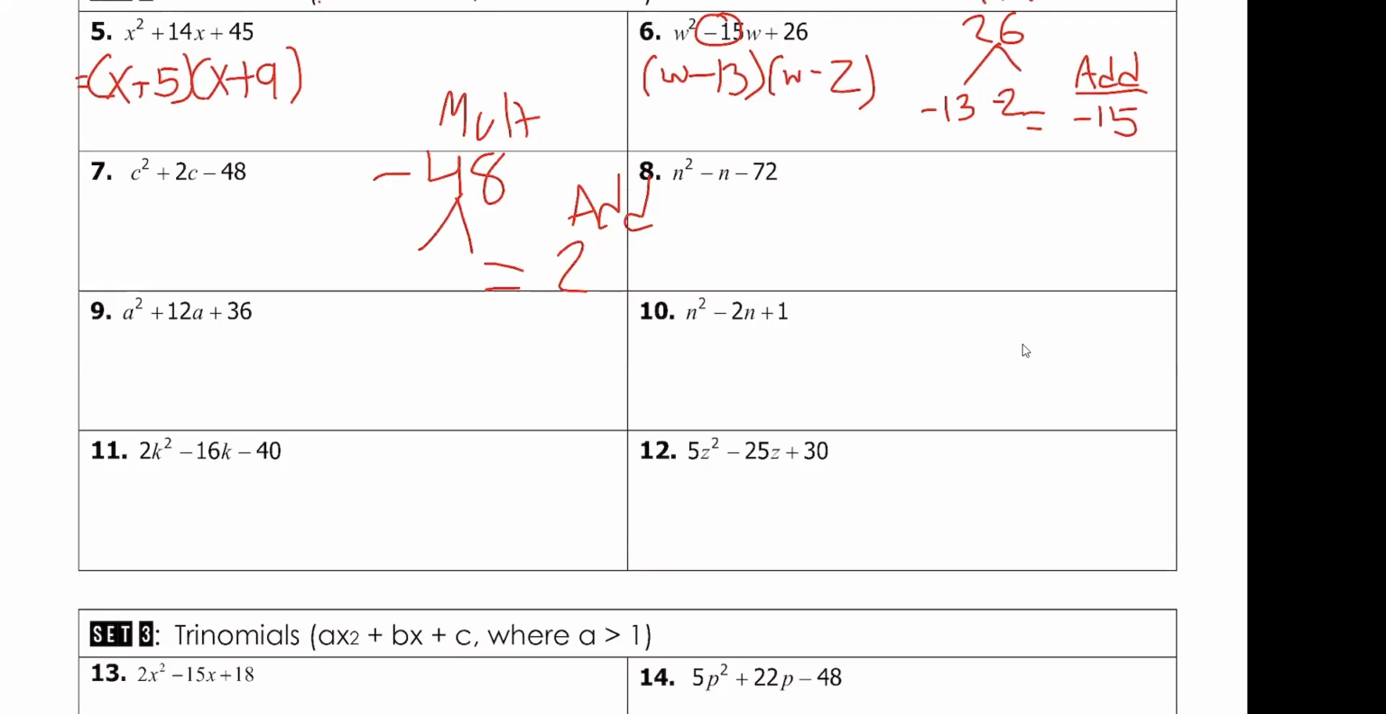So it can be a little bit tedious. But just for the sake of time, 48, for example, would be 8 times 6, but we've got to mess with our signs, because the only way to multiply and get a negative number is if one of them is positive and one of them is negative. If you wanted to add up to +2, you would make the 6 negative. So this would be C plus 8, C minus 6.